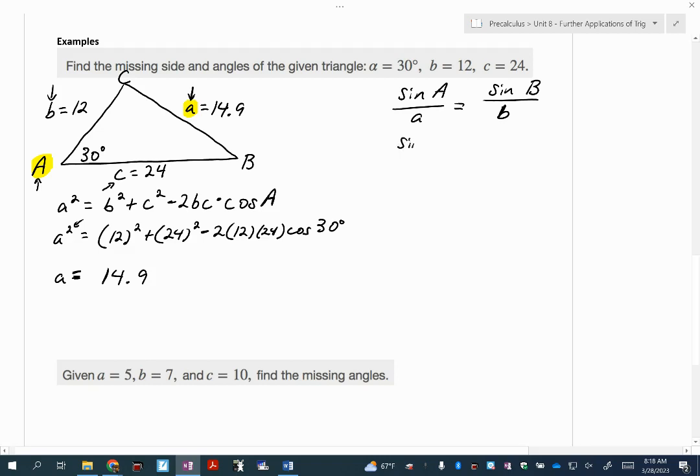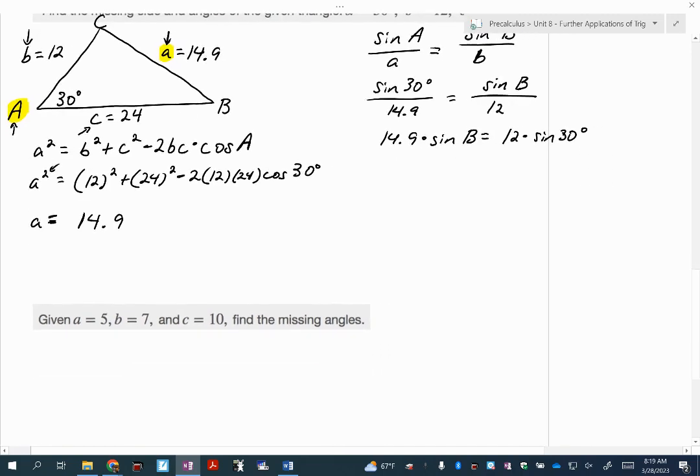All right, so sine of 30 degrees over 14.9 equals the sine of angle B over 12. So cross multiply, get 14.9 times the sine of angle B equals 12 times the sine of 30 degrees. Now, I do want to solve for B. So what I'm going to do is do this in these two steps in one and see if you're okay with this.